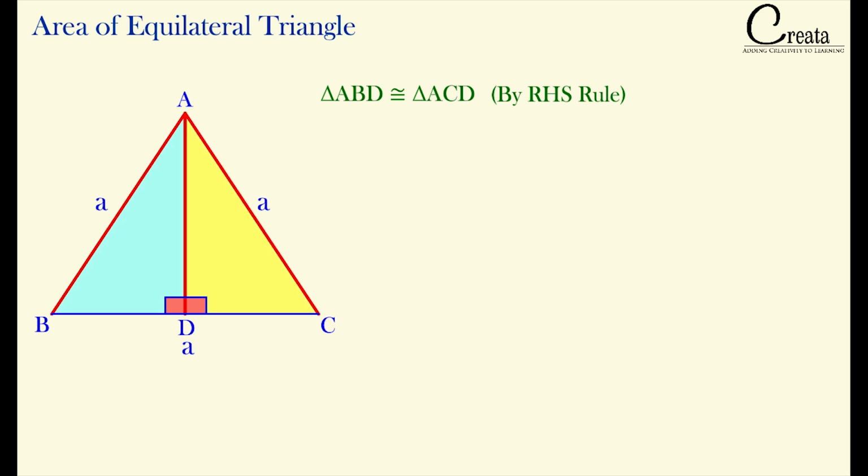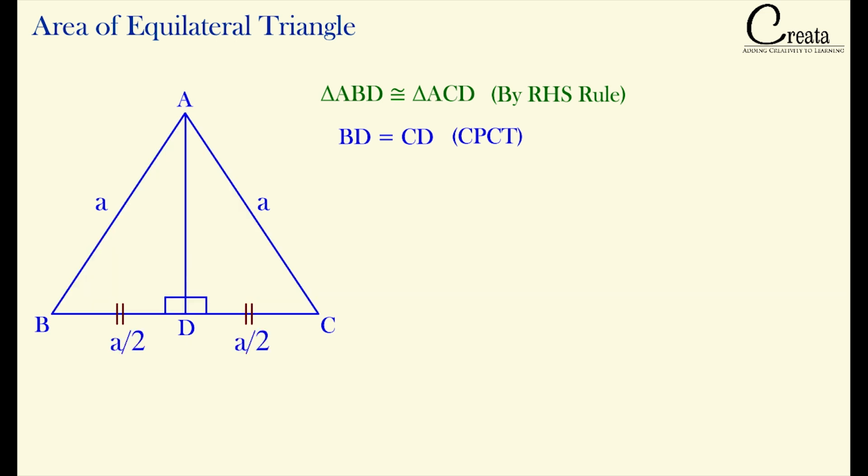So by CPCT, can we say BD is equal to CD? Both of these will be equal to each other. The complete length of BC we have assumed as A. So we get BD and CD equal to half of A, that is A by 2.